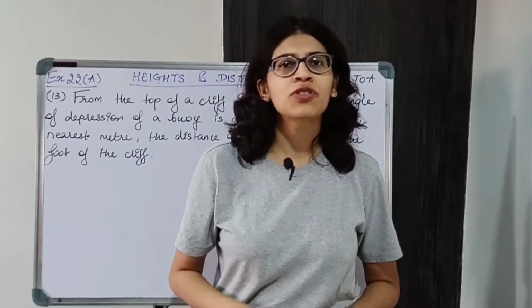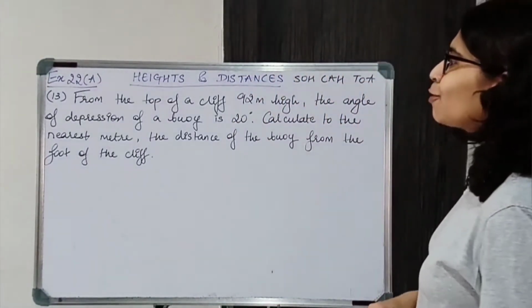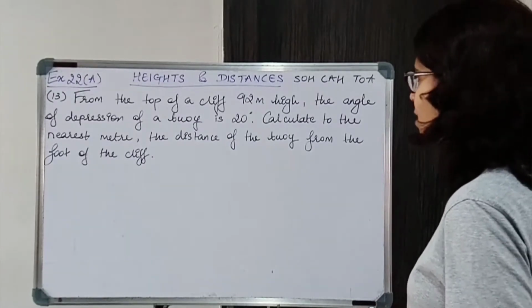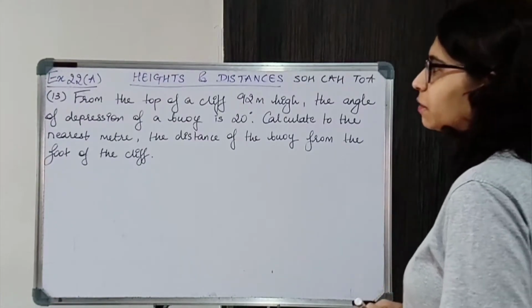Moving on to the next question, question number 13. From the top of a cliff 92 meters high, the angle of depression of a buoy is 20 degrees. Calculate to the nearest meter the distance of the buoy from the foot of the cliff.